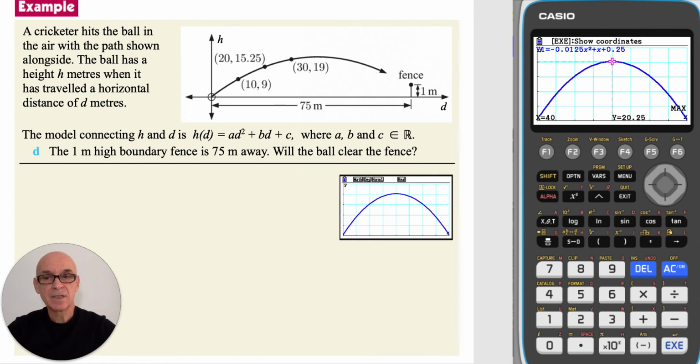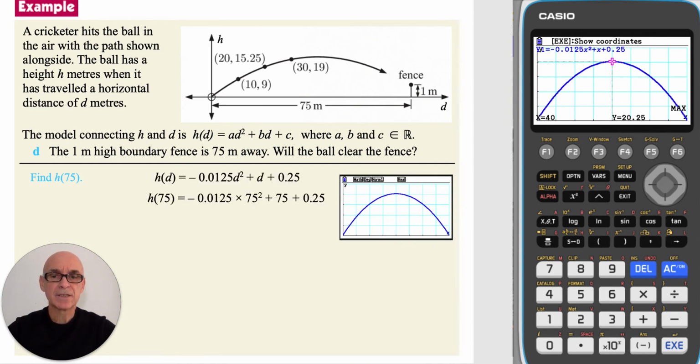In part D, we're asked whether the ball will clear the fence, which is 1 meter high and 75 meters away. So we need to find h of 75. Replacing d with 75 gives a value of 4.9375 for h.